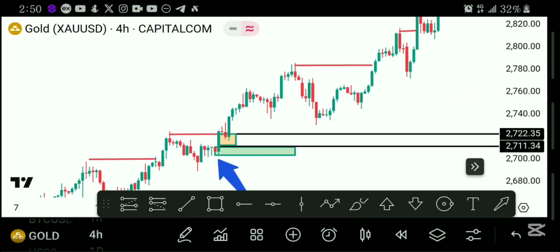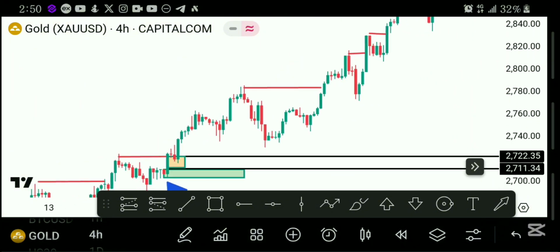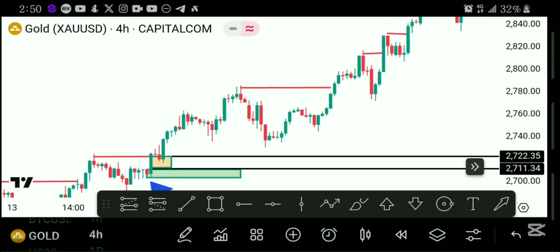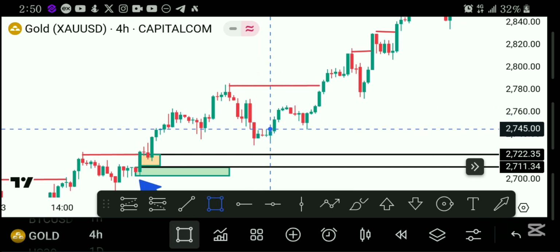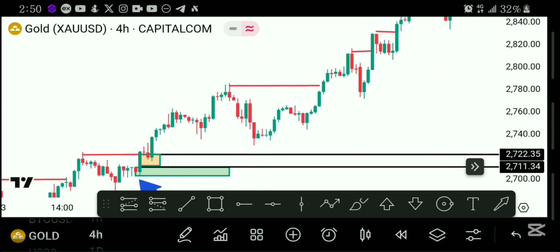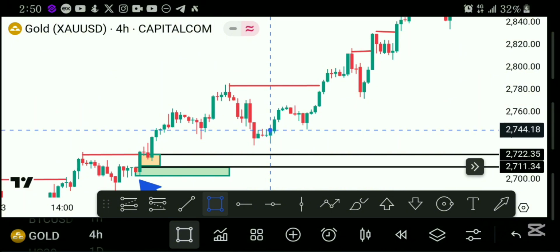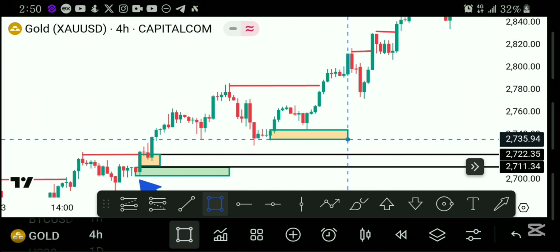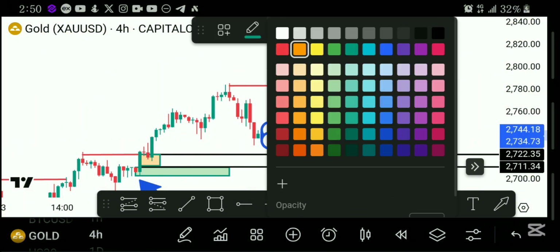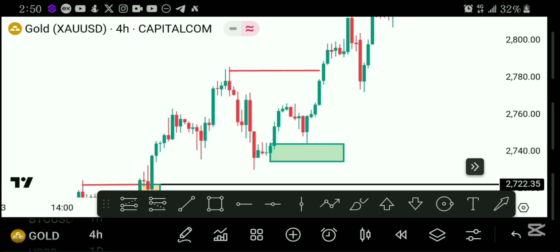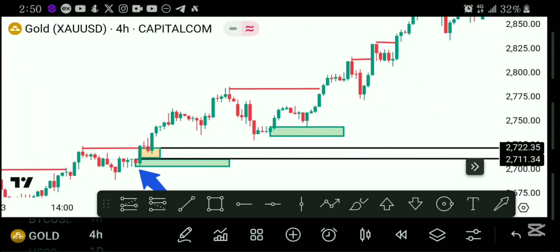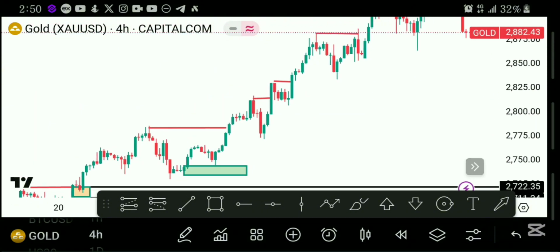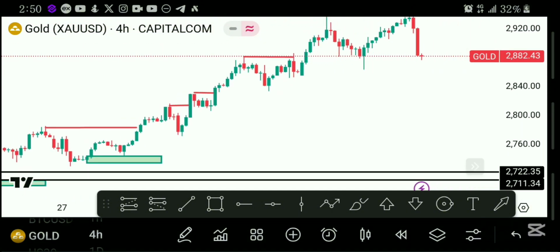Now another example for this one. See the market break structure to the upside. Our order block will be this one you're seeing. And what do you see happen? The market came back to that level, tapped into it before it began to buy. So that's how to identify order blocks.